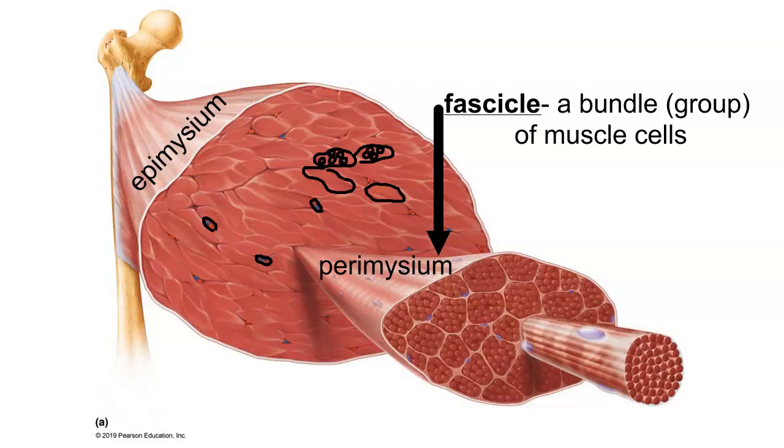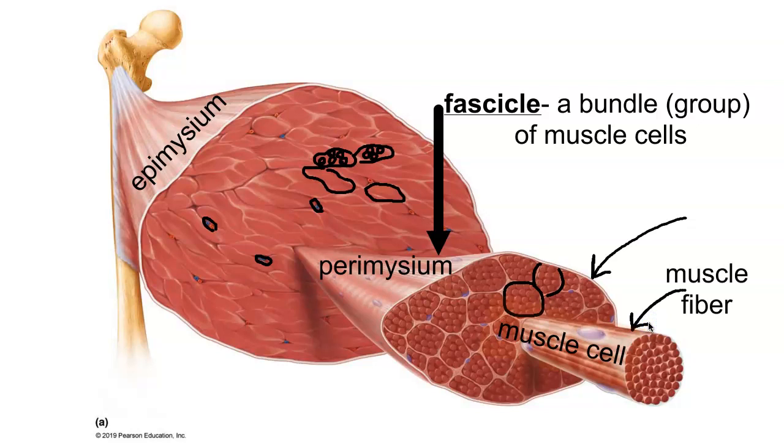Taking a look at the cross section of the muscle fascicle, we know that a muscle fascicle is a group of cells. And so here, each of these individual structures is a muscle cell. So these are individual muscle cells. They're pulling out a muscle cell so we can take a closer look at the cell. A muscle cell is known as a muscle fiber. Okay, so a muscle cell and a muscle fiber are the same thing.